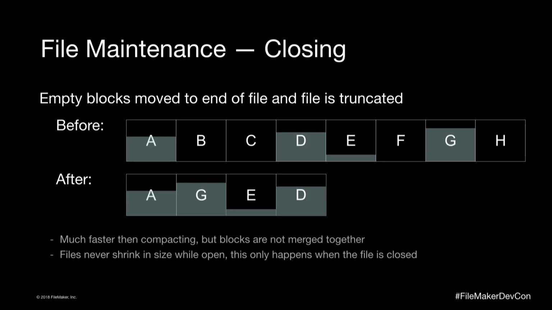But at the point that you close it, FileMaker in memory is keeping track of all the blocks that have no data in them. And when you close the file, it'll just go through and say, okay, block B is empty. The block toward the end of the file that has data is G, so it'll copy the 4K at position G and move it to where B was. And then I have an empty spot at C, so I'll take the data at E and put that there.